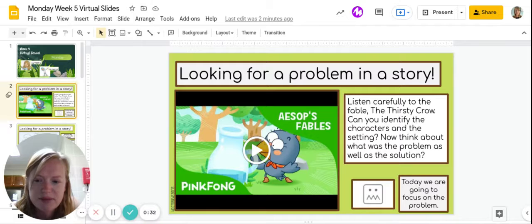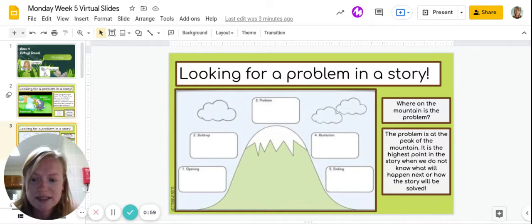Today, we're going to look at the problem. And if you watched it, you've probably guessed that the problem for the crow is he's really thirsty and he can't manage to get any water out. So that is our problem. Tomorrow, we're going to look at the solution, but I'm sure you've guessed what his solution was. That's right. He put loads of little pebbles into the water to make the water level rise so he could have a drink.